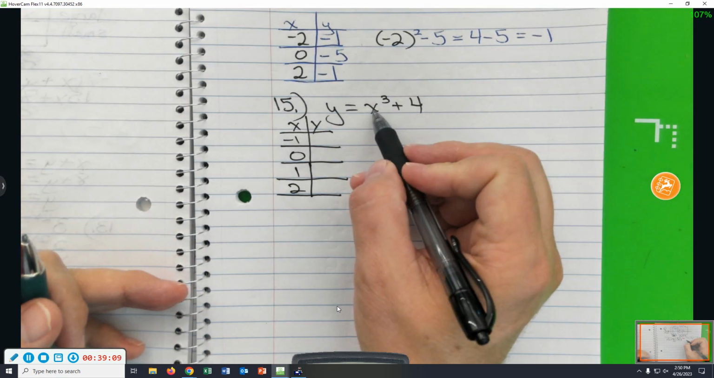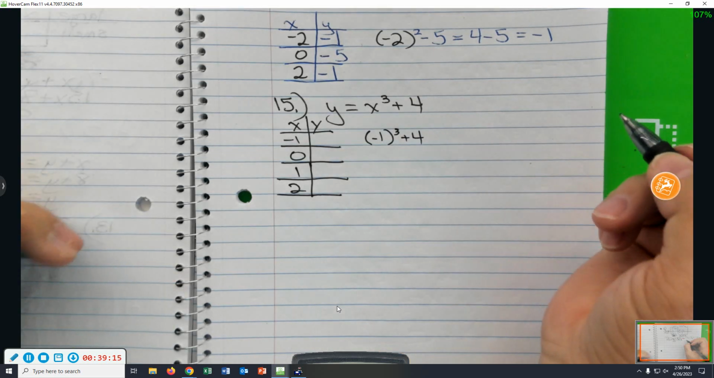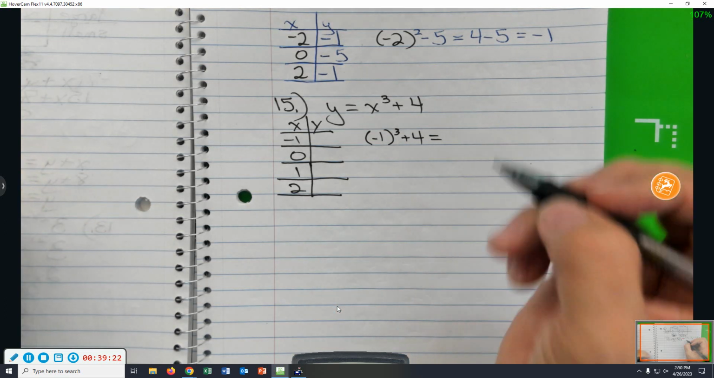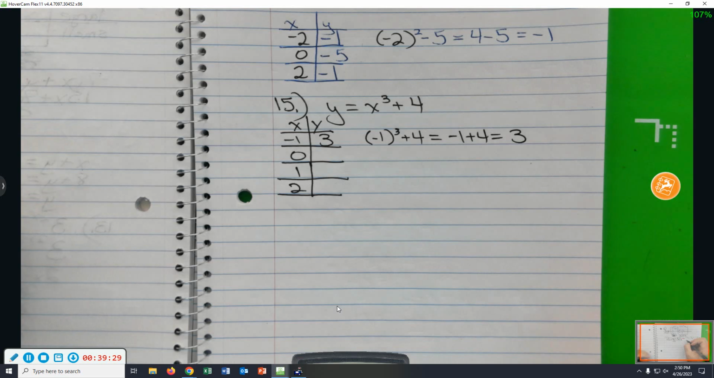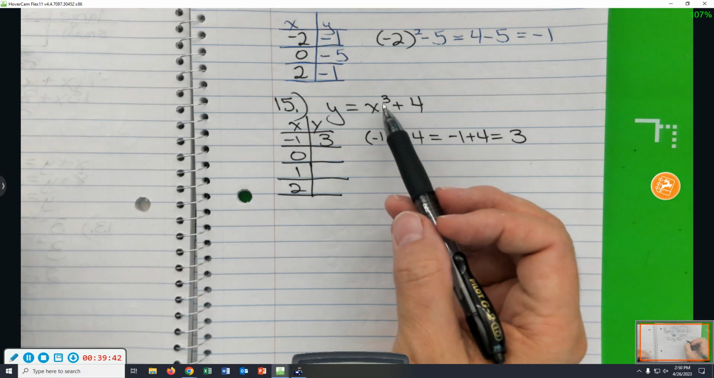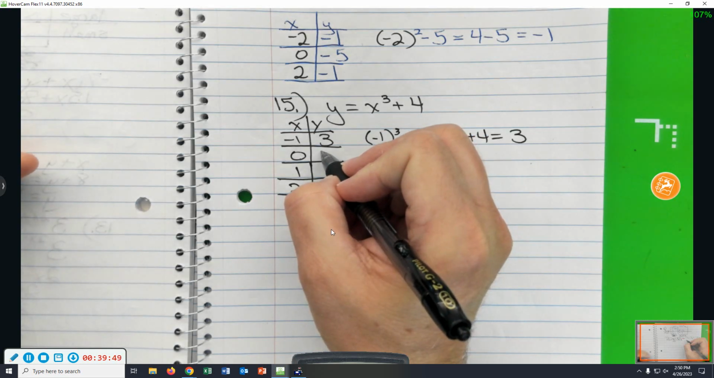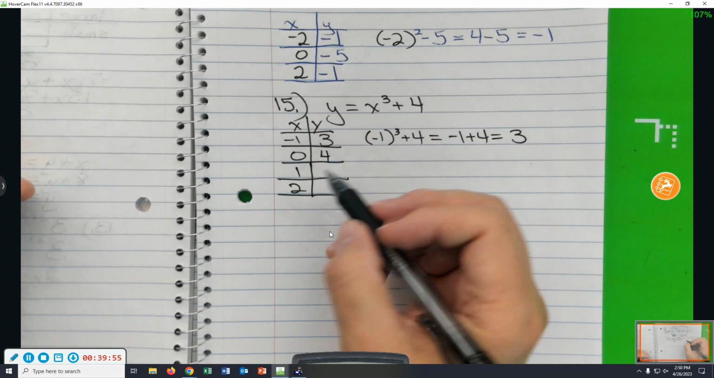So we come over here. We're going to plug -1 in for x. So we have -1 cubed plus 4. What's -1 times -1 times -1? -1 cubed is -1, correct. Plus 4 gives me a y value of 3. So there's my first ordered pair, -1, 3. Now plug in 0. 0 to any power is 0, plus 4 is 4. Okay. Plug in a 1.